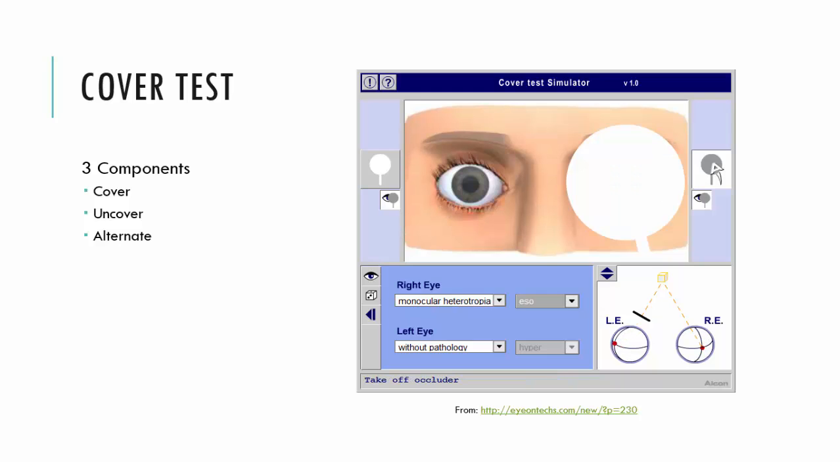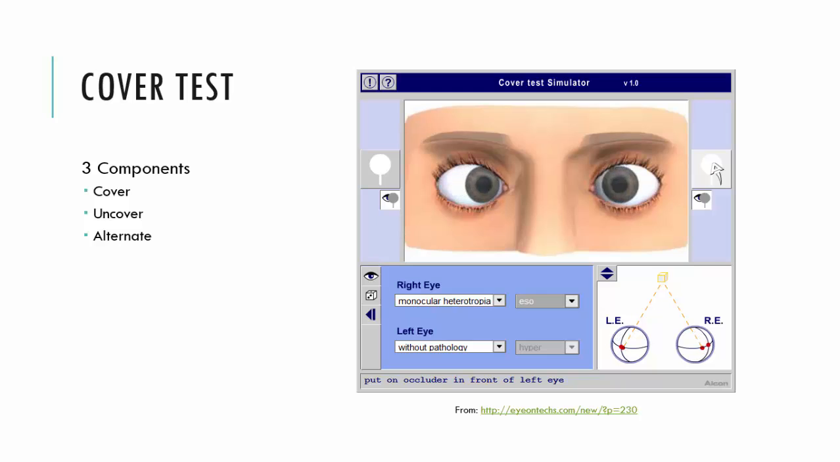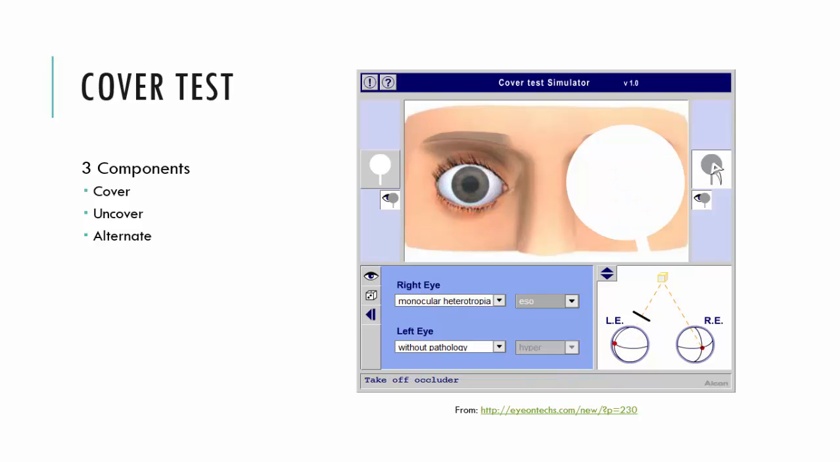And there we go. We see the eye move out to take up fixation. Okay, let's try that again. There it goes, out to take up fixation. So the eye is moving in the opposite direction to which the deviation lies. So this is an esotropia, and the eye will move outwards to take up fixation.